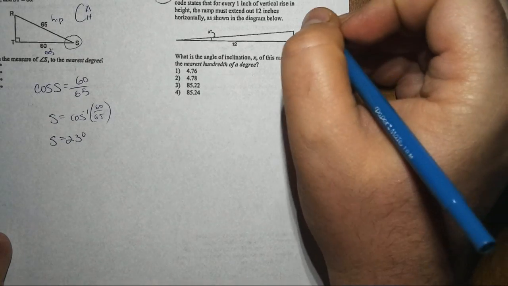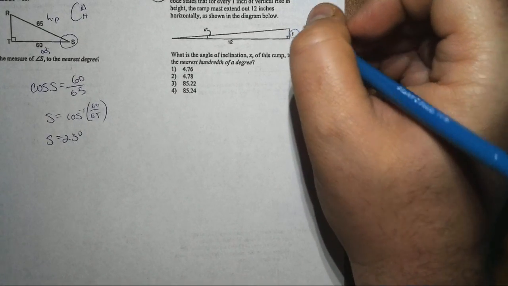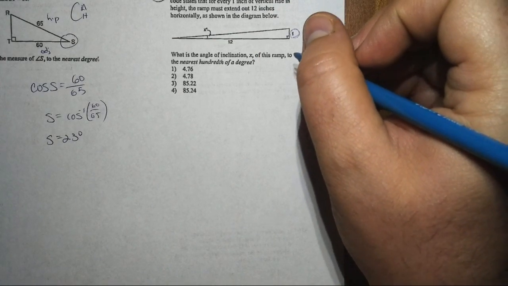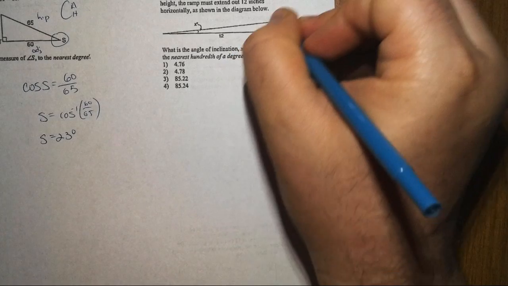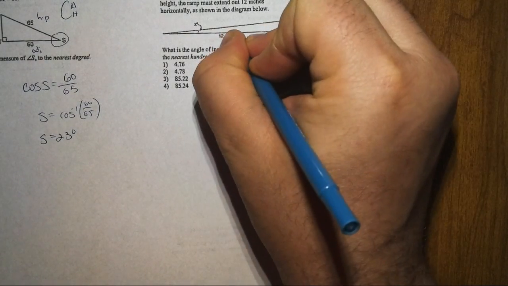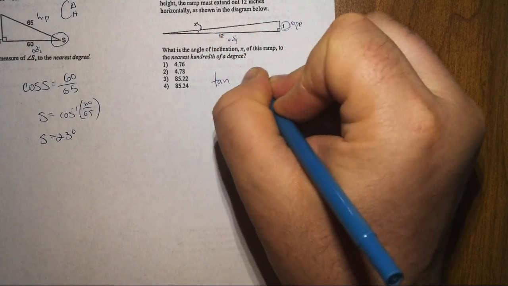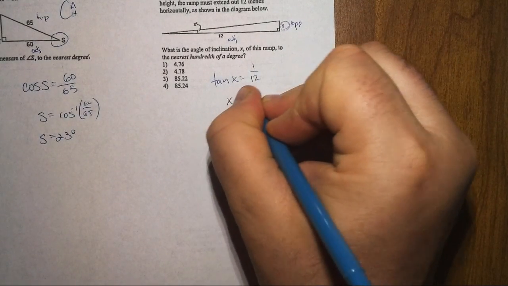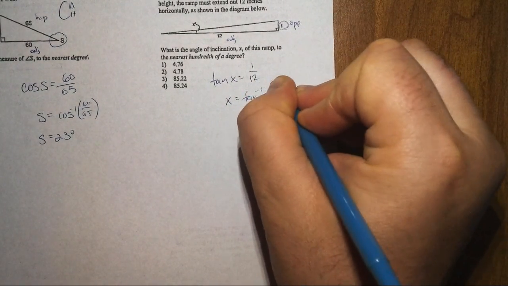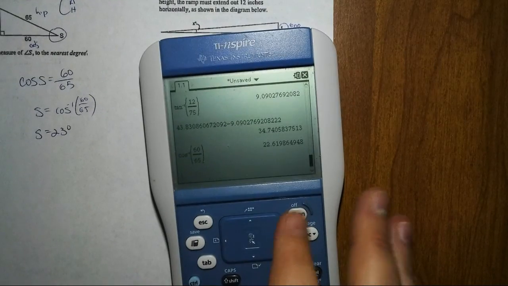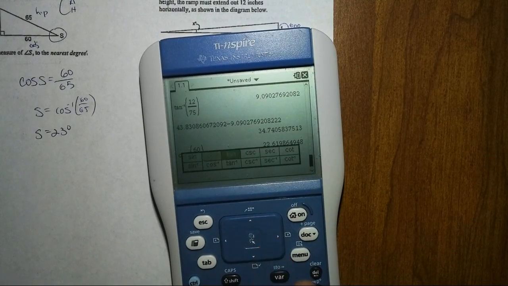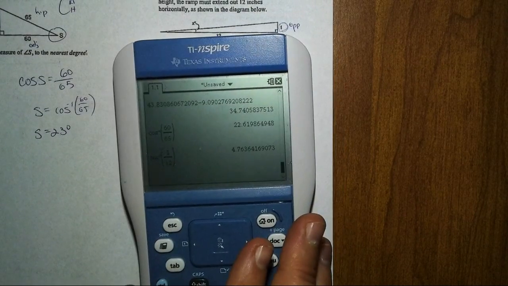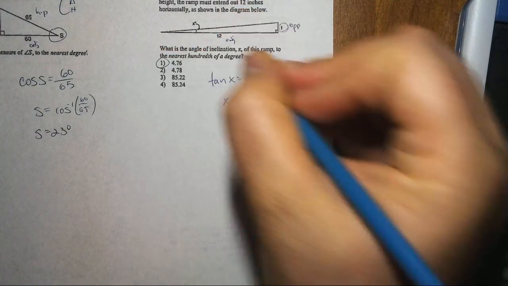No, this is 1. That makes sense. Because if it's 1 inch high, it's 12 inches across. Using some logic here, people. So this is our opposite. That's our adjacent. We're doing a little tangent action here. And then we're going to do the tangent inverse. Trig, tangent inverse, 1 over 12. Boom! And we get 4.76. There's choice 1.